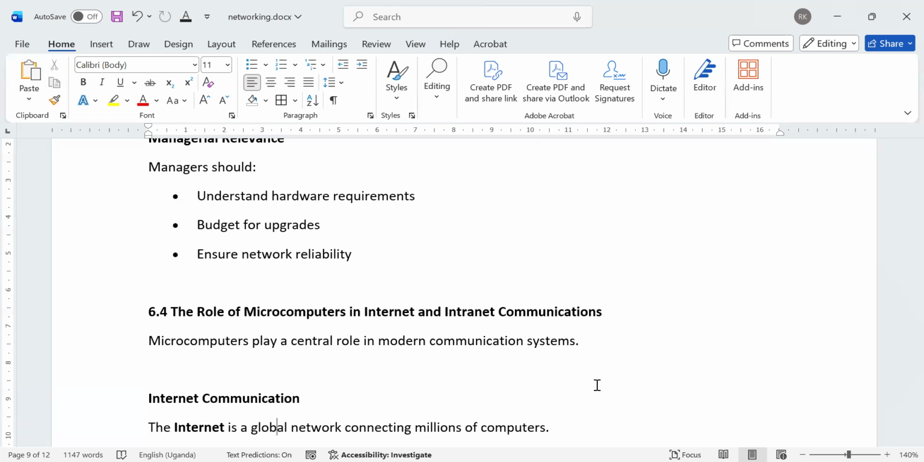Then it helps you to ensure that you have connectivity. You have a reliable network. Okay, like the lady asked about sometimes internet is slow and so on. Now at least she has an idea why. Okay. So the role of microcomputers, internet and intranet connections.